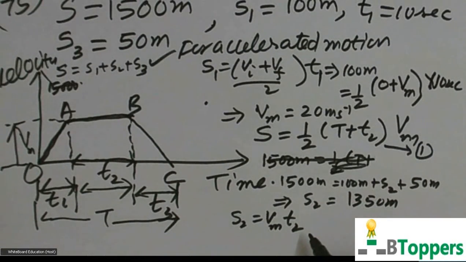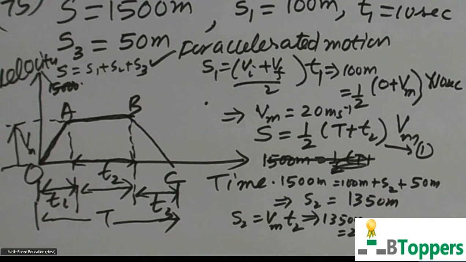The body moves with uniform speed. Distance covered is equal to speed into time. So S2 is 1350 meters, Vm equal to 20 meters per second. From this you can find T2. Find the value of T2 from this equation, substitute this value of T2 in the first equation, and try to complete the problem yourself now. Please take a pause and do the simplification part yourself.